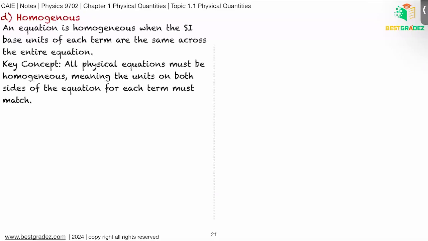So homogeneity, a homogeneous equation, is when the base unit of each term is the same. Now what we mean by this, let's look at an example so that the idea is clear about what we are discussing over here.